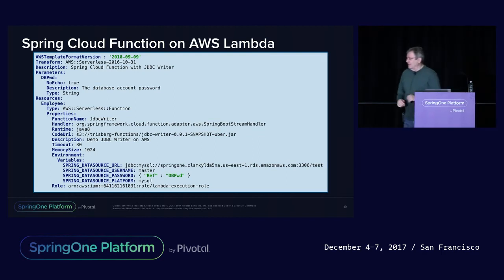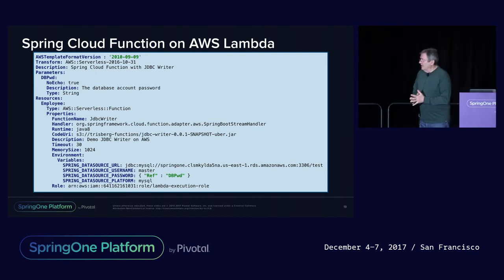And what do I do to deploy this on Lambda? Well, I use the CloudFormation script here, and it basically lists all the different things: the location of the code, the URL and the username and everything that I need to connect to the database up in the cloud.